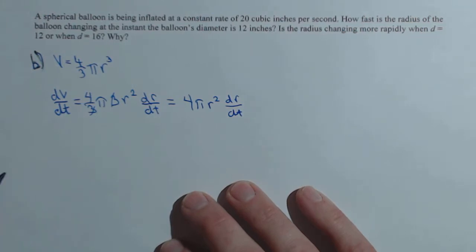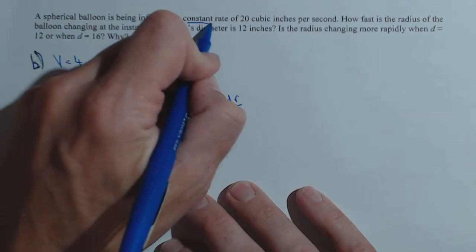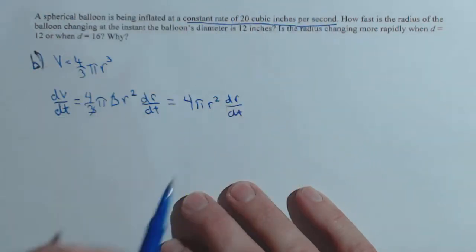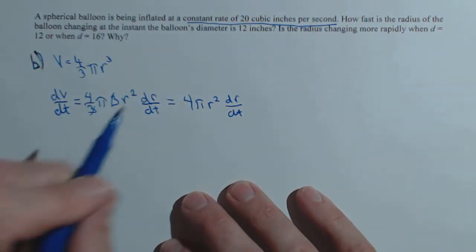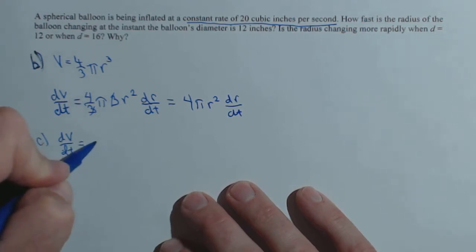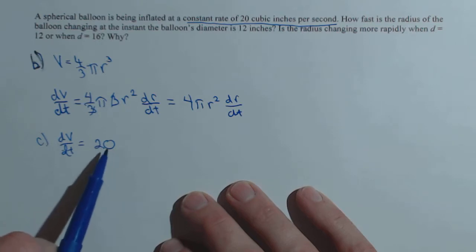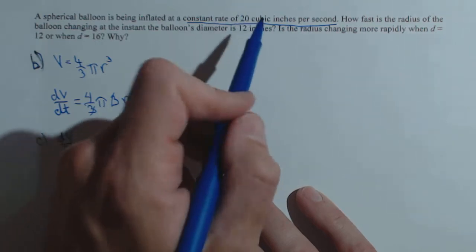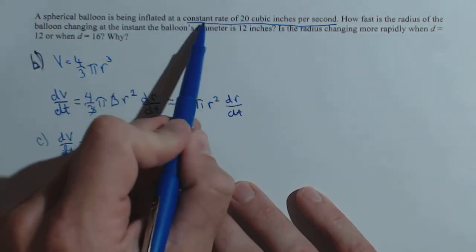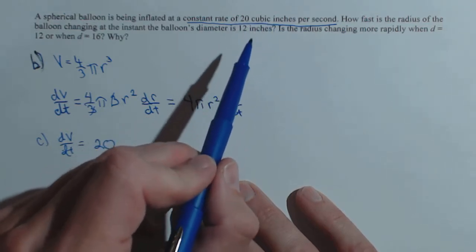Now, what they're doing is they're giving us the fact that it's being inflated at a constant rate of 20 cubic inches per second. Well, that is the rate that the volume is changing. So for part C, we know that our dV/dt in this situation is 20, and it's in cubic inches per second. So a couple ways we know it. It's being inflated, so this is a change in volume. Also look at the units, cubic inches.